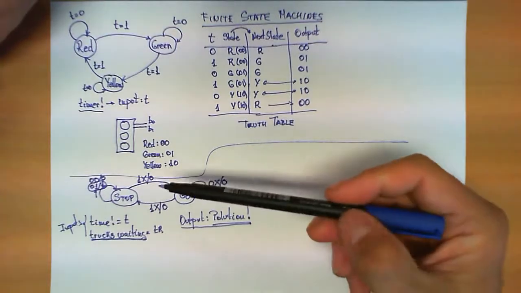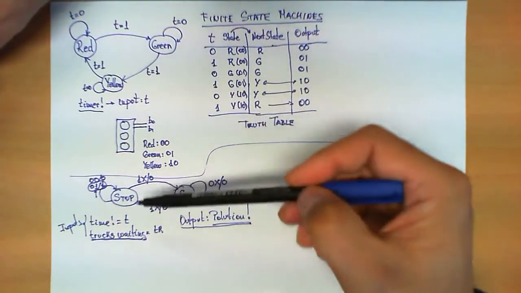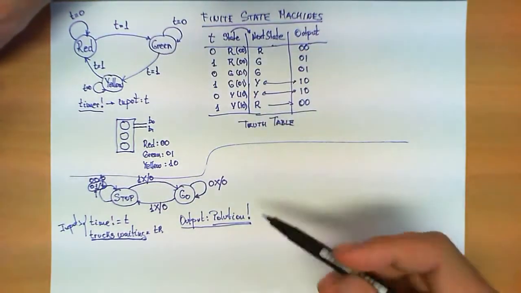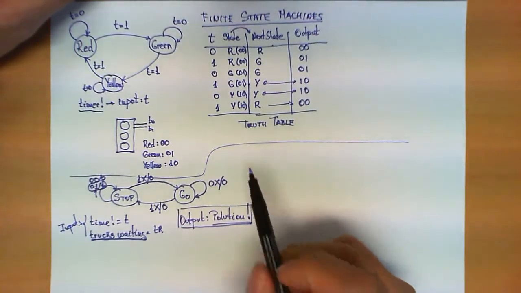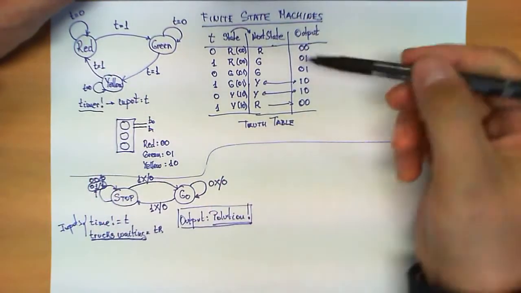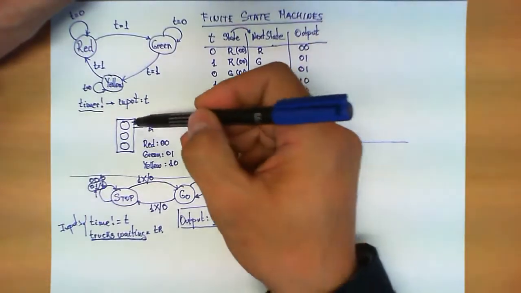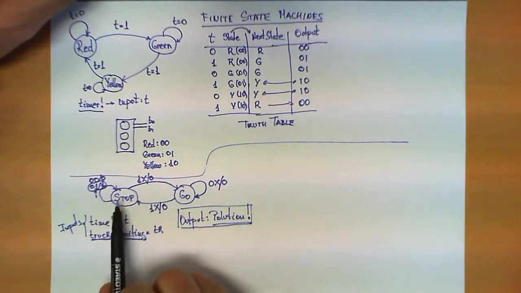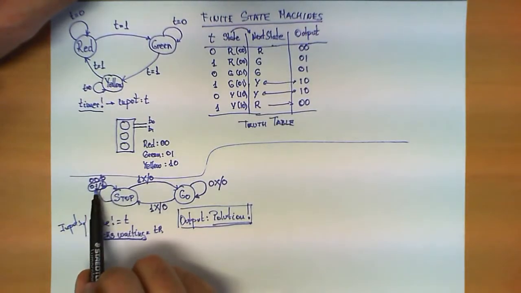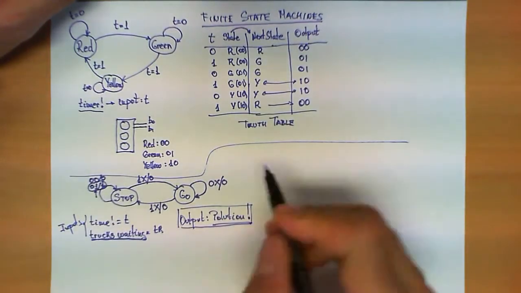Now if you look at it carefully, there is a very significant difference between these two machines, because now the output that I'm interested in is not attached to the state as it was here, right? Because the state was controlling the traffic light. But here the output depends not only on the state but also on the value of the input.